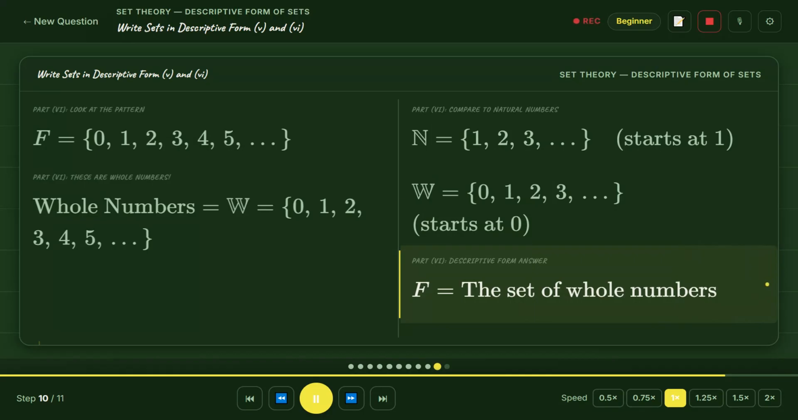Here is our answer for part 6. F is the set of whole numbers. That means 0, 1, 2, 3, and so on, going on forever.